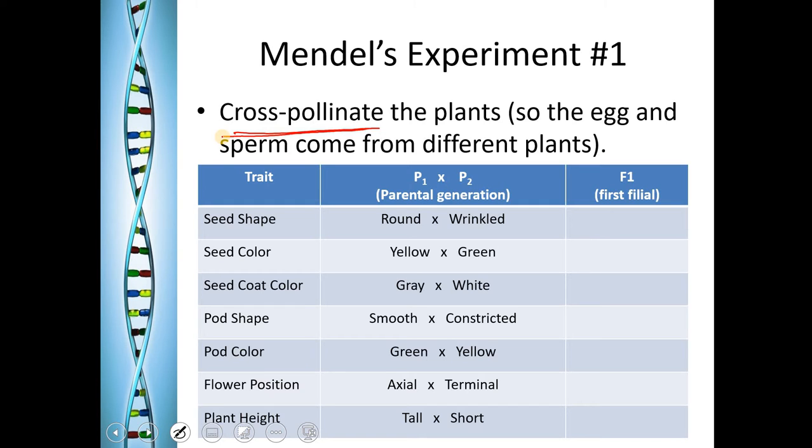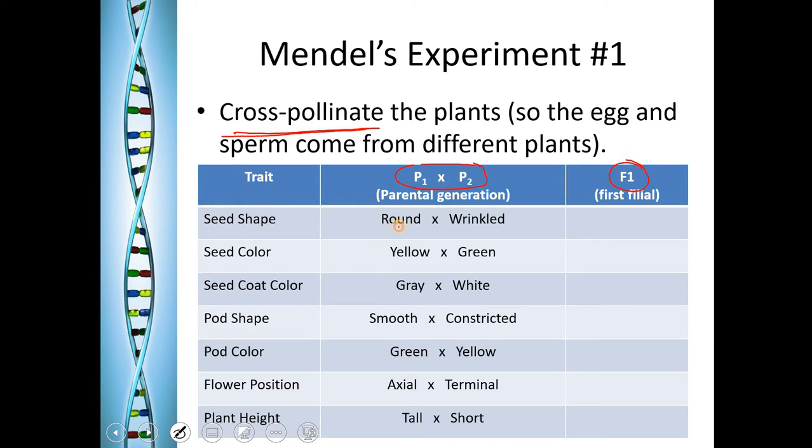That's cross-pollination. The egg and the sperm will come from different plants. And we have these words to review from last week. We have a parent generation and an F1 generation. Parent is written as P, that's the parent generation, and F1, first filial, Latin for sons and daughters, so the kids. So we've got our parents and our kids.